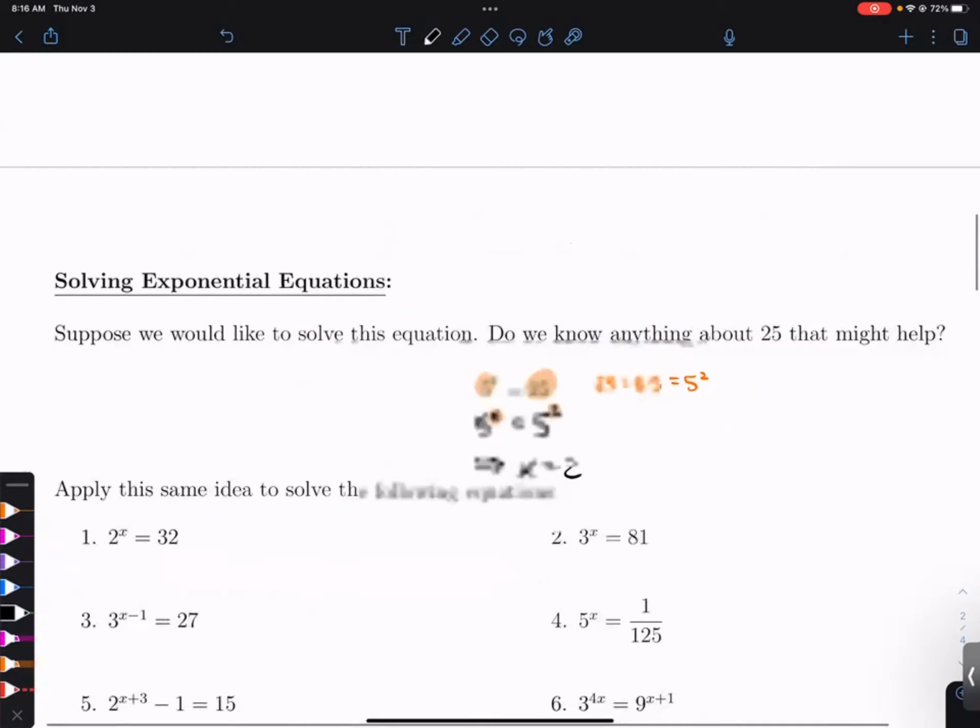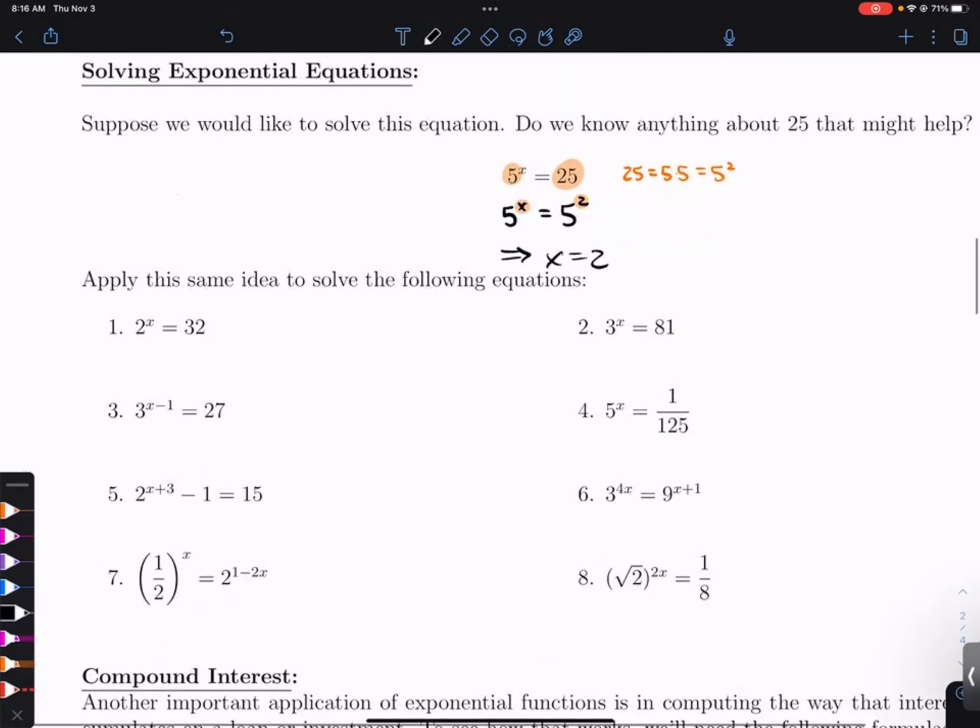So, maybe take just a couple of minutes and think about maybe the first 3 there, 1, 2, and 3. Take a minute, see if you can think through how you would solve those with the same kind of approach.